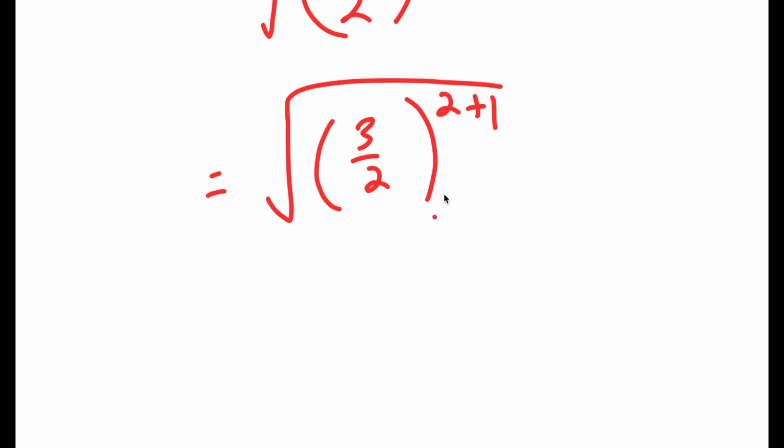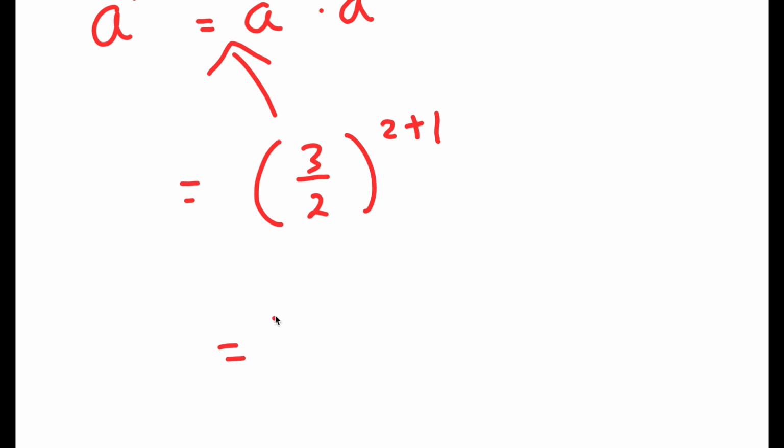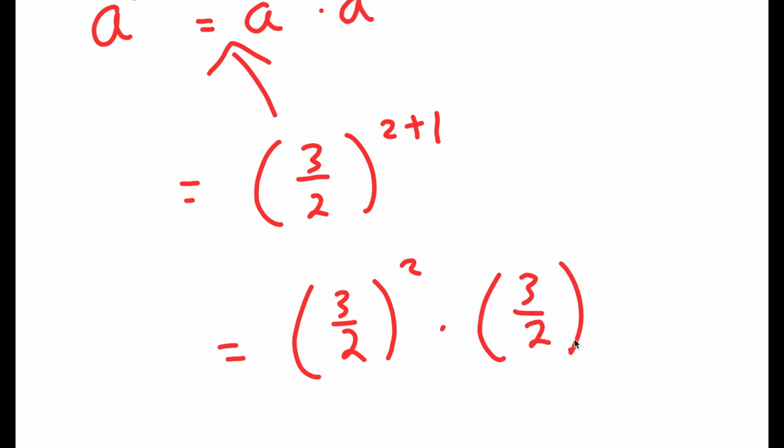The reason I rewrote 3 as 2 plus 1 is because if I have something in the form a to the power of m plus n, this is equal to a to the power of m times a to the power of n. So let's just ignore this radical over here and just focus on (3/2)^(2+1). If we use this property, this is going to turn into (3/2) squared times (3/2) to the power of 1, which is just the same thing as 3 over 2. And now we can bring back our radical.